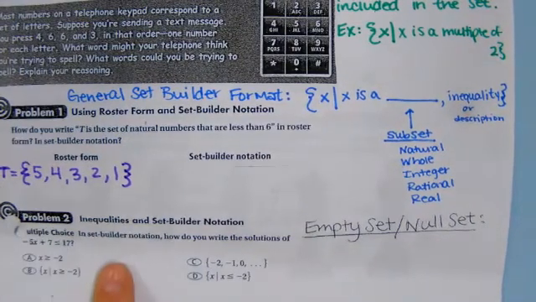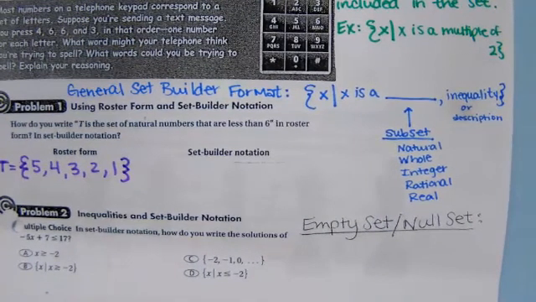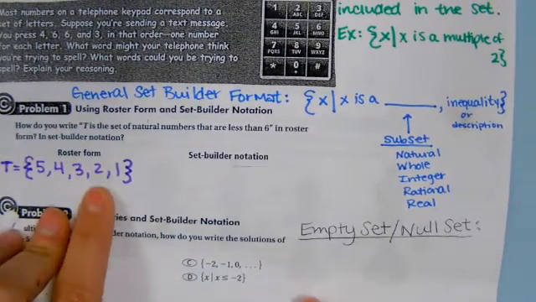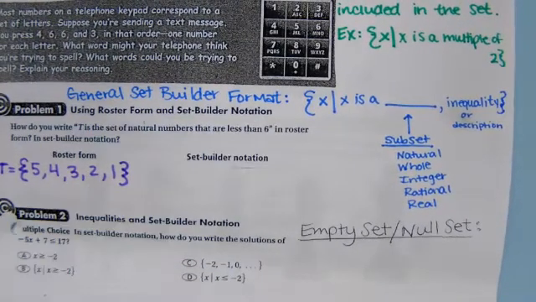Correct. Or you go up. Sometimes, so on, you listed 1 as the first one, so you could have done 1, 2, 3, 4, 5, right? So roster form is the easy way because you just list them.